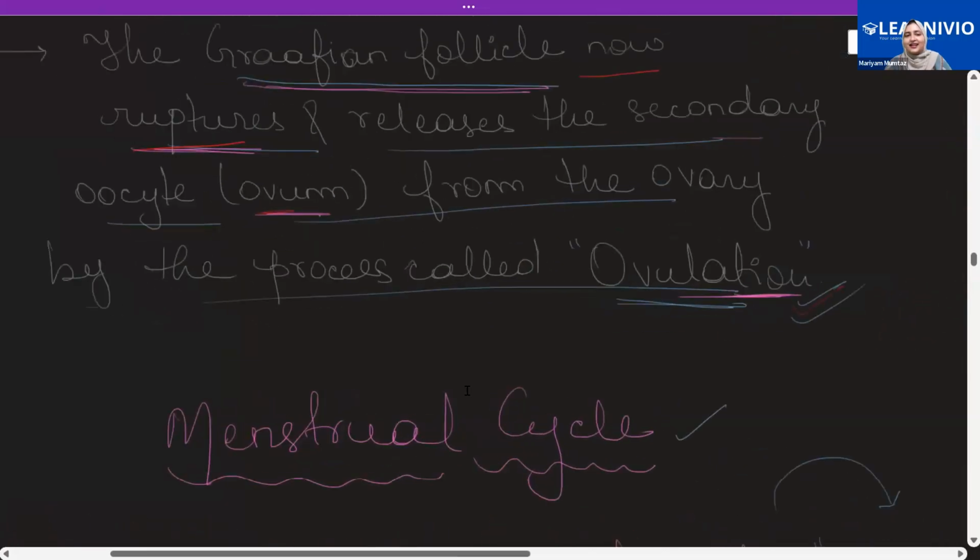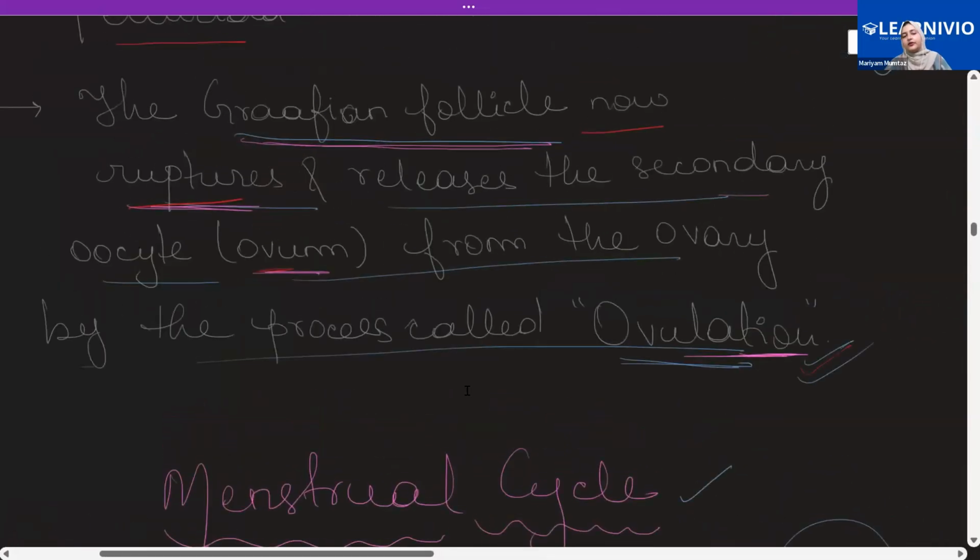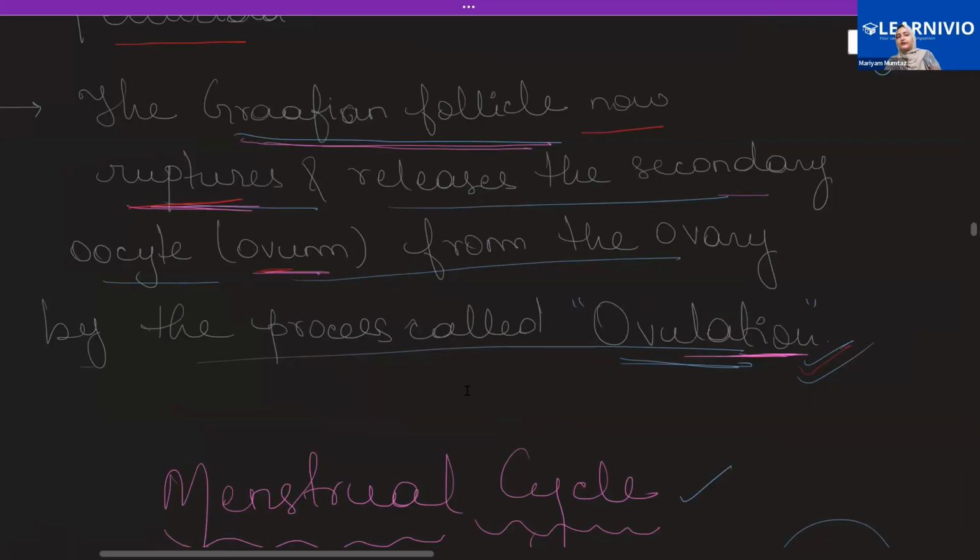But yeah. On the 14th day of the cycle, the Graafian follicle is going to rupture and release the secondary oocyte from the Graafian follicle. And this process of the release of the secondary oocyte, which is the ovum, is what we call ovulation. Is it clear? Yes, ma'am.